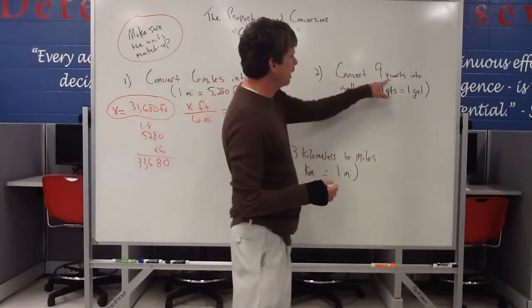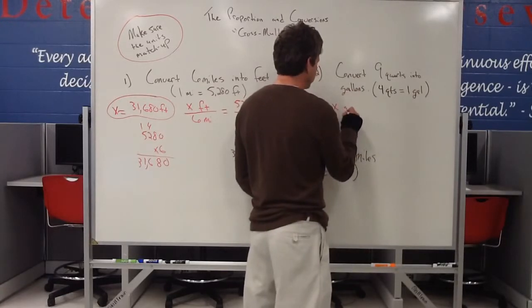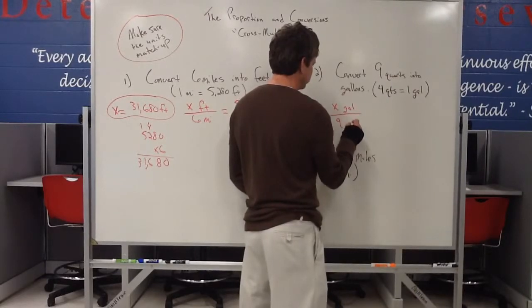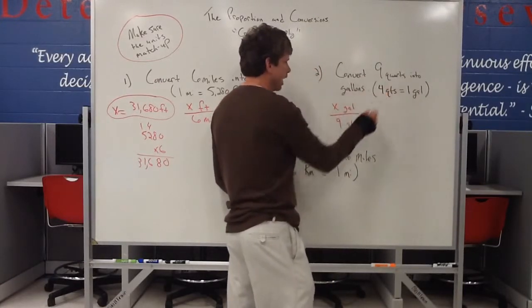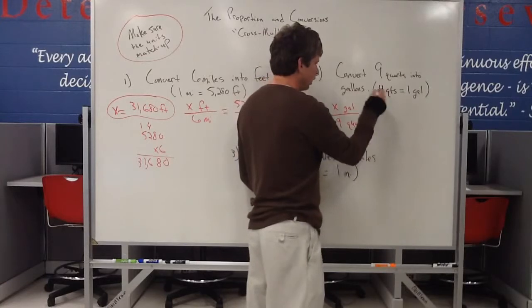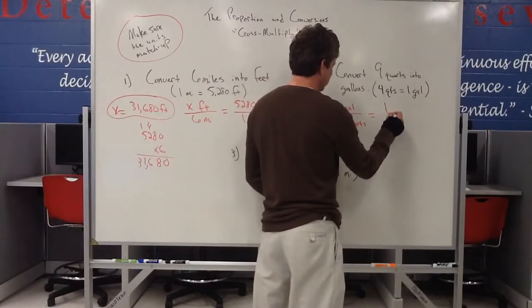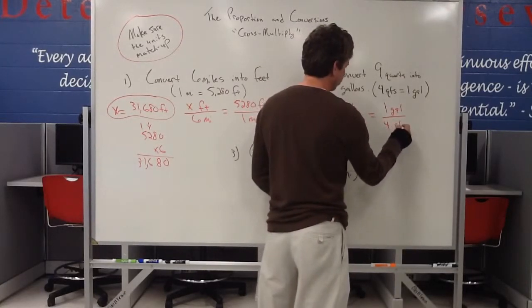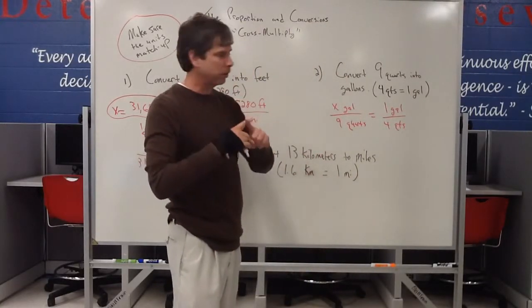Let's look at example 2. Convert 9 quarts into gallons. Again, we're looking for gallons, so I'm going to put x gallons, that's what we're looking for, over 9 quarts. So we're looking for gallons, and they gave us 9 quarts. And then I'm going to use my conversion. Notice that I put gallons on top, quarts on the bottom, so the 1 gallon goes with 4 quarts.